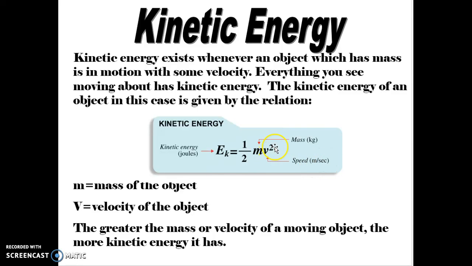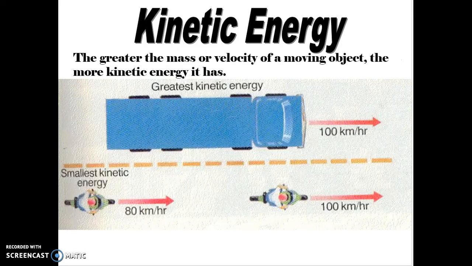You're only squaring the velocity, so make sure that you keep that in mind when you're solving these types of problems. So when an object has kinetic energy, the only two things that factor into how much kinetic energy it has is the mass and the velocity. So the more mass it has, or the faster it's moving, the more kinetic energy the object is going to have.